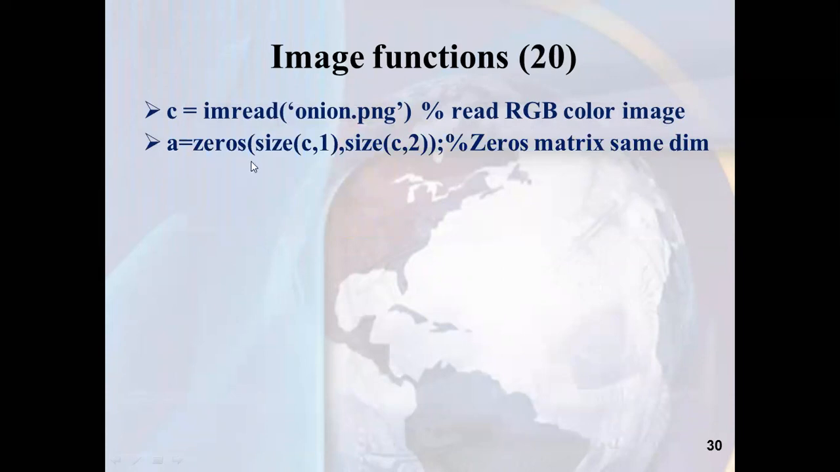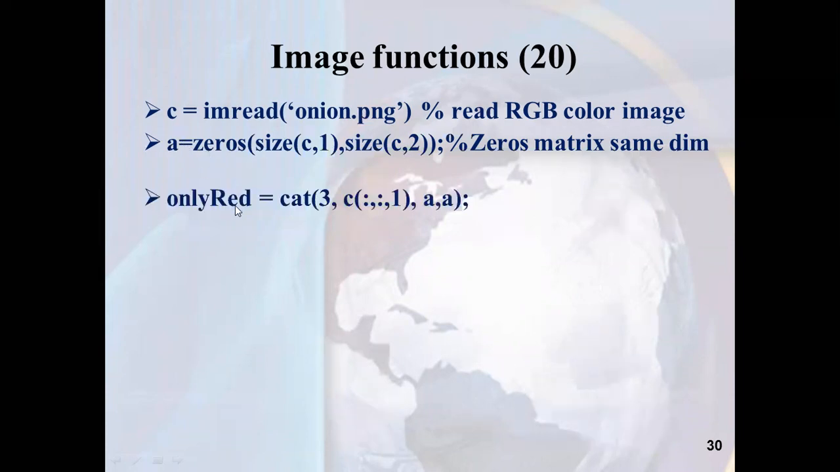We have A0 size 1, size 2. We create zeros that have the same size as C, because we know that size of C1 gives the number of rows, size of C2 gives the number of columns. So we create a matrix that has the same size as C, but all the elements are 0.